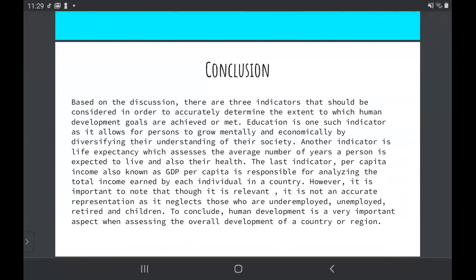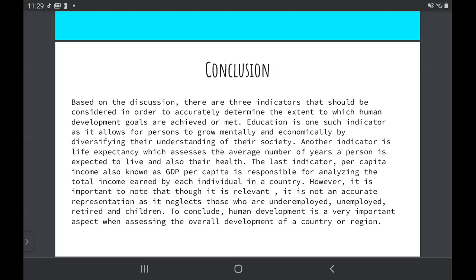And now for the conclusion. Based on the discussion, there are three indicators that should be considered in order to accurately determine the extent to which human development goals are achieved or met. Education is one such indicator, as it allows for persons to grow mentally and economically by diversifying their understanding of their society. Another indicator is life expectancy, which assesses the average number of years a person is expected to live and also their health. The last indicator, per capita income, also known as GDP per capita, is responsible for analyzing the total income earned by each individual in a country.